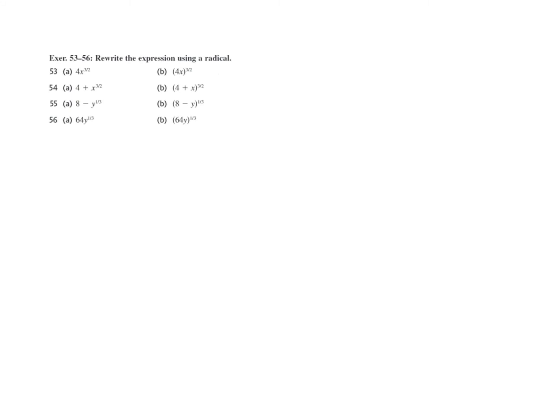Okay, so now we're going to go backwards. Instead of taking a radical and making it into an exponent, we'll take the exponent and make it into a radical. So the important part here is that we understand what the group is. On number 53, 3/2 is on the x, not on the 4. So 53a, it would be 4 times, and you put a radical in, the x goes inside, and remember the denominator of your fraction goes on the outside as the root. The top number goes on the inside. It can go out here, but we'll go ahead and put it on the inside for now.